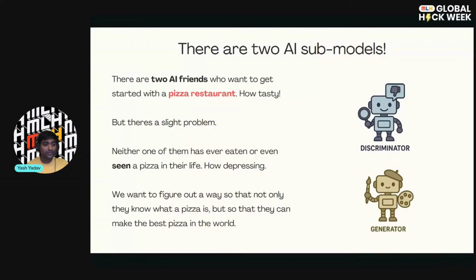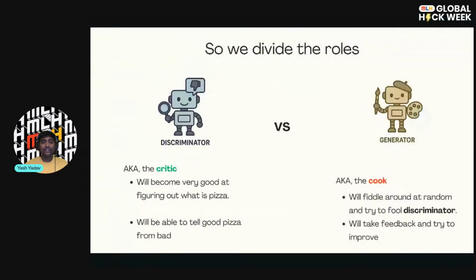So what we want to do is somehow set them up so that they can work together to figure out what a pizza is and also make a good pizza. To do that, we pit them against each other. We divide the work. So the discriminator becomes the critic. It becomes very good at figuring out what is pizza versus what isn't pizza, and it's able to tell good pizza from bad pizza.